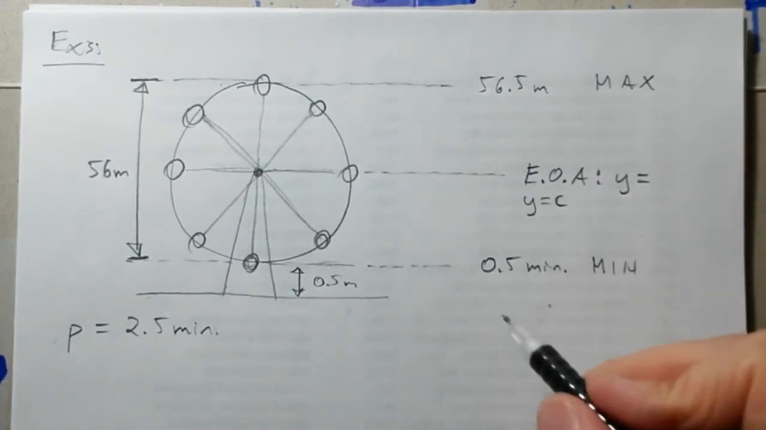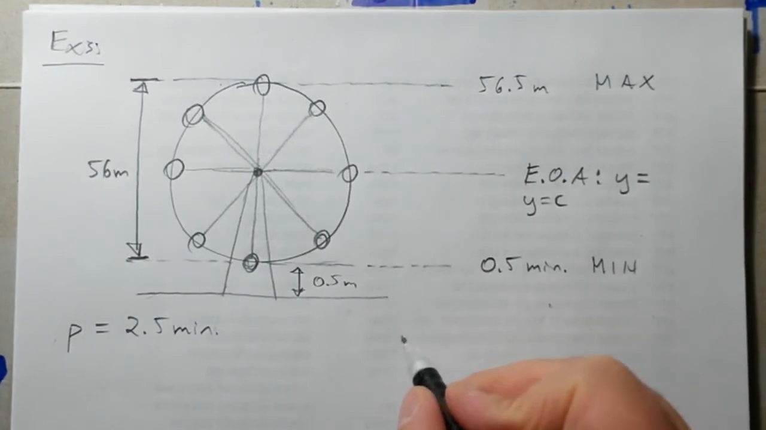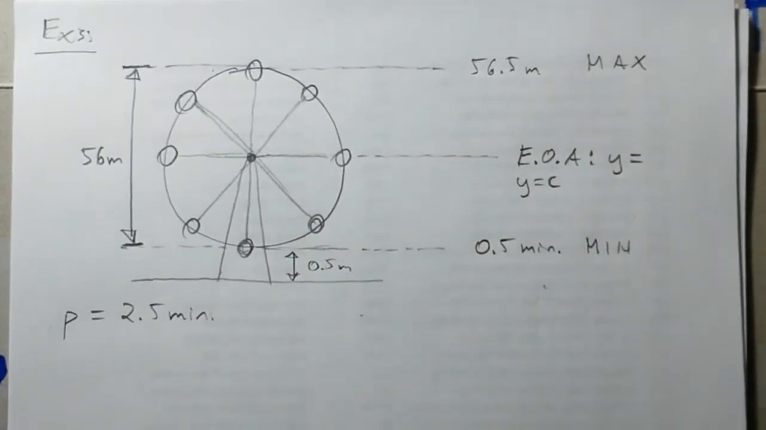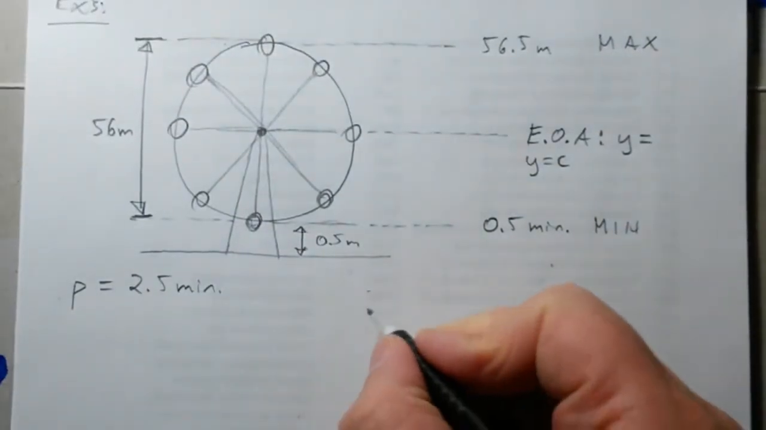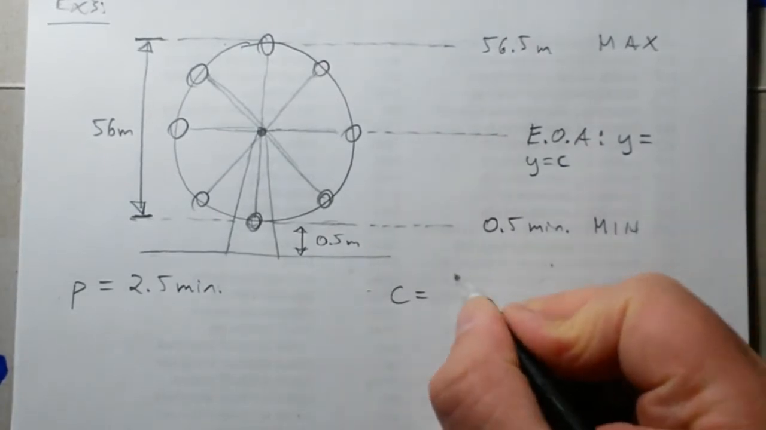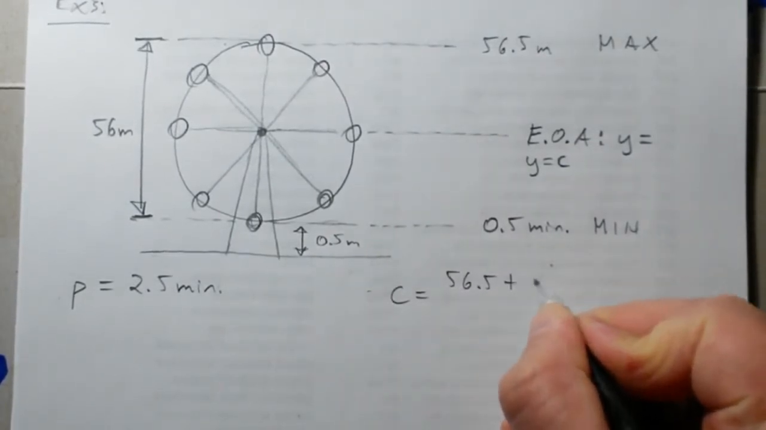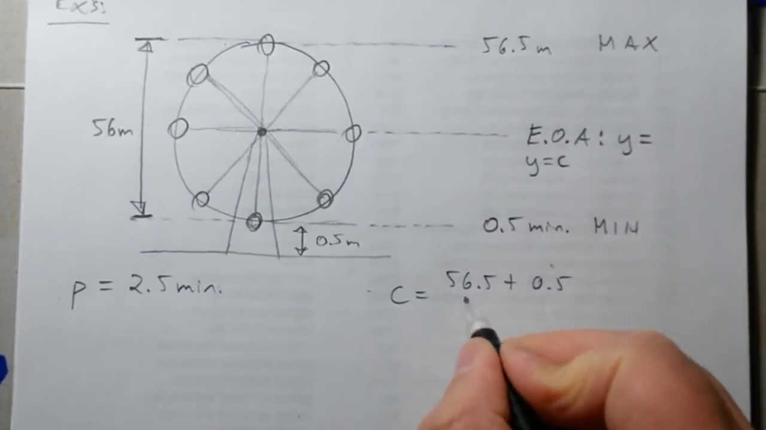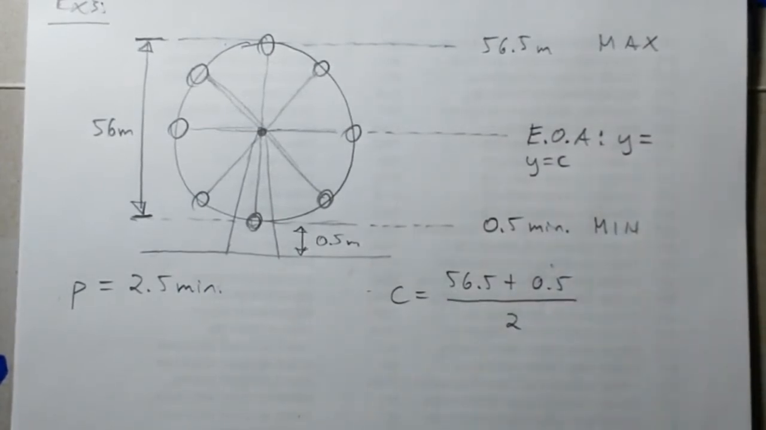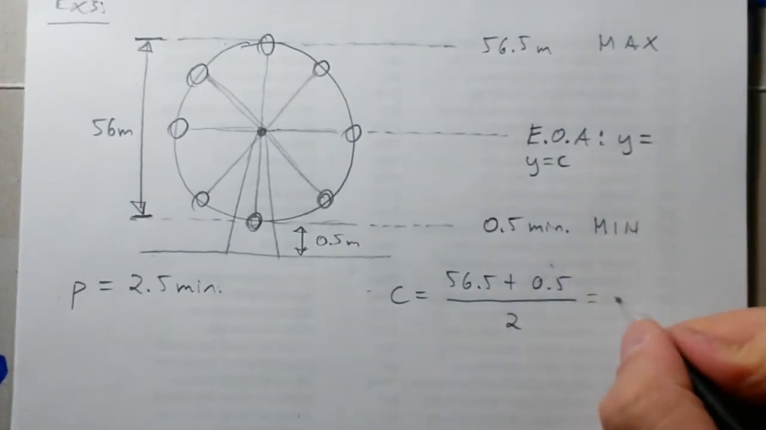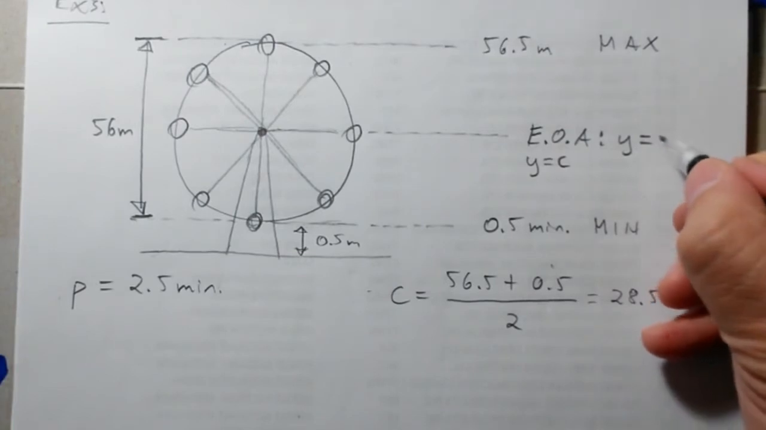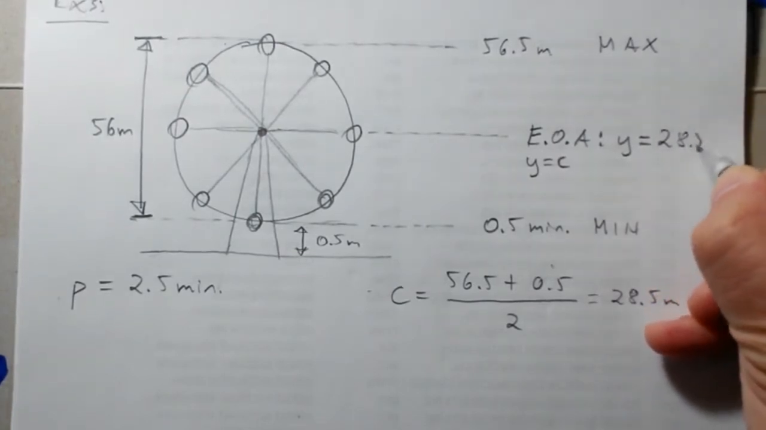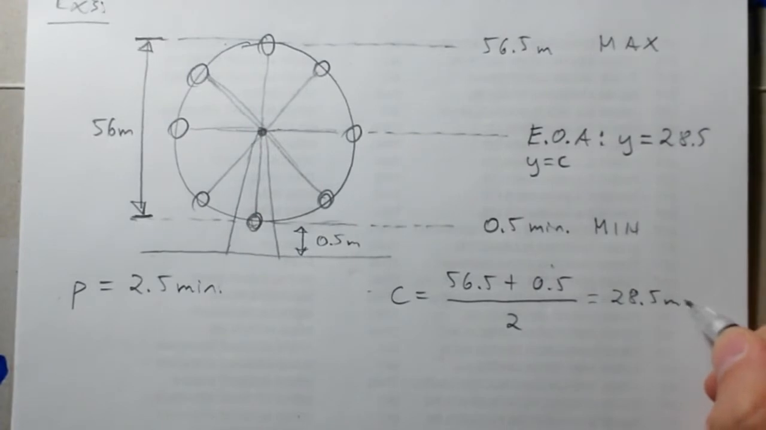So we can do that here on the side. Hopefully you guys can see this on your screens. Let me move this up a little bit more. That's good. So c is equal to the maximum value, which is 56.5, plus the minimum value, 0.5, divided by 2. Well, when you put this in your calculator, you should be getting 28.5 meters. So that would be our equation of axes. So our equation of axes will be y equals 28.5 meters. Sorry, I said minutes, pardon, meters.